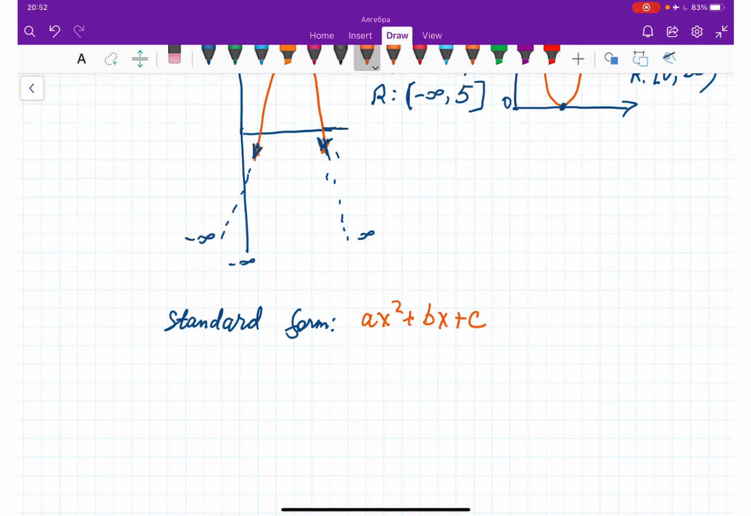But we can break it down by factoring, and we can get the non-standard form, which is going to be a times (x plus h) squared and then plus k. Let me do this.